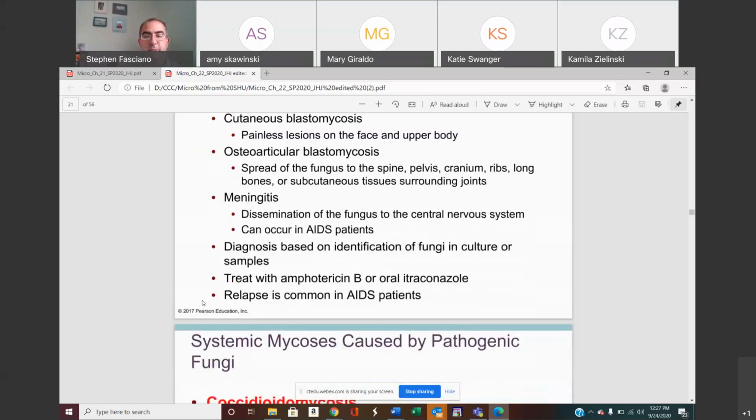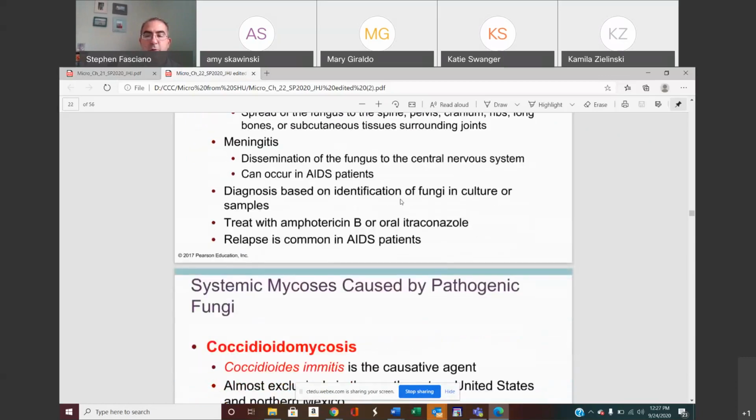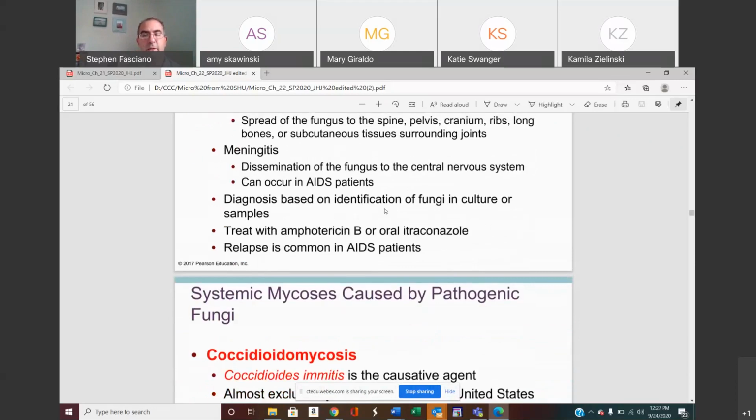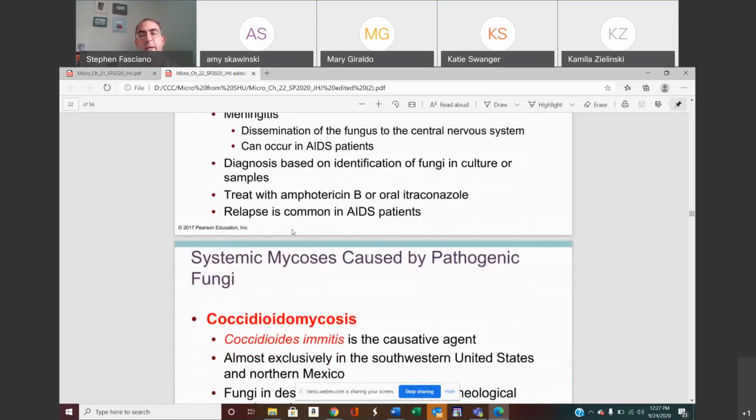Again, it's diagnosed based on the identification of a fungus in culture, right? So they take a sample of this infection, they grow it in a petri dish, and they do all kinds of different testing of that fungus that's growing to come up with the actual identification of it. Relapse is common in AIDS patients. So AIDS patients obviously have a severely compromised immune system. So it is common that if they get this fungal infection once, that they'll relapse from it.